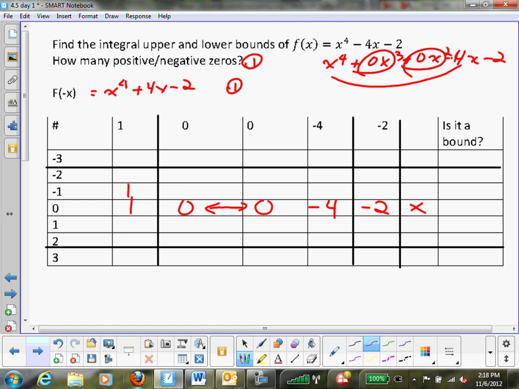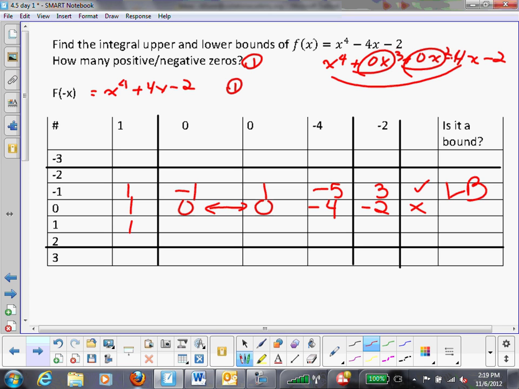1, negative 1, 1, negative 5, 5, 3. What is this? It's our lower bound. Now remember, roots don't have to be integers. They can be decimals, right? To the nearest tenth or the nearest hundredth. Okay. All right, we found our lower bound.